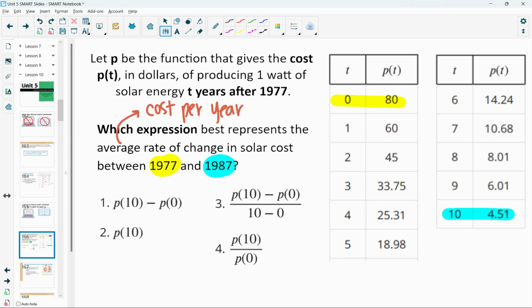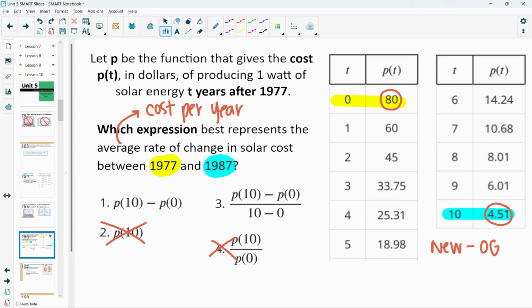So we're looking at taking these cost values and subtracting them. And you always want to do the new cost minus the old cost, okay? So you're taking new minus the original, which I like to call the OG. And the way that we write the cost is with the function notation, right? That P of 10, P of 0. So we see that number 1 is subtracting those, and number 3 is subtracting those, but 2 isn't, nor is 4.